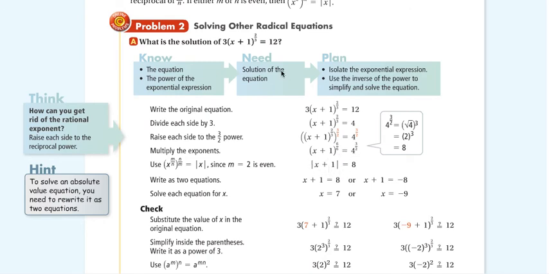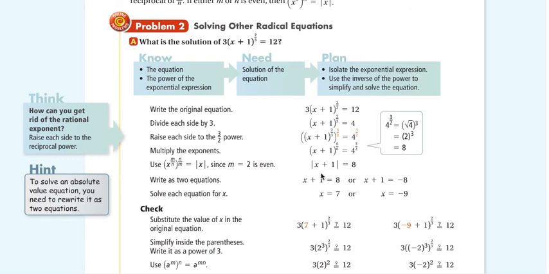Notice we're going to use a rule up top. Since m equals 2, and that's even, you are going to put the absolute value signs. Now, how did they get this number 8? Let's go ahead and follow over here on the right. 4 to the exponent of 3 over 2 equals the square root of 4. That 2 becomes your square root, and the 3 becomes your power. What's the square root of 4? Well, that gives us 2. And so 2 to the third power, remember, is 2 times 2 times 2, which is 8.